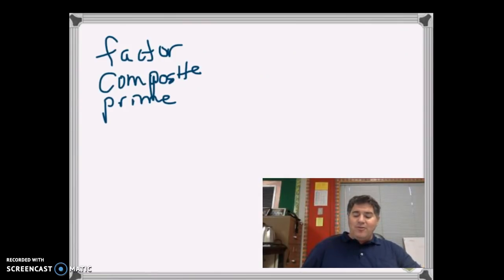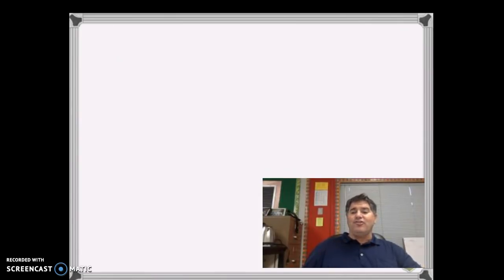So the first thing I want to talk about is what a factor is. Now, a factor is basically numbers that can be divided, or numbers that can be multiplied into a number. So if you have a big number, all the numbers that you can multiply together to get that number are called factors. It's easier to show you, so let's take a look.